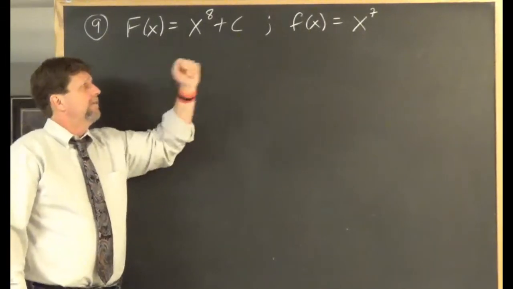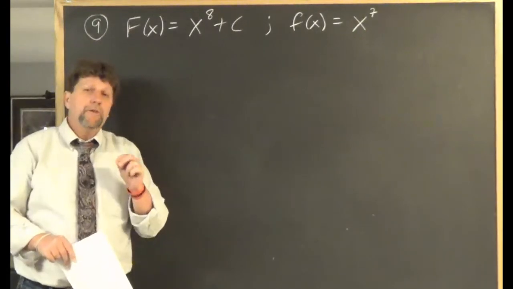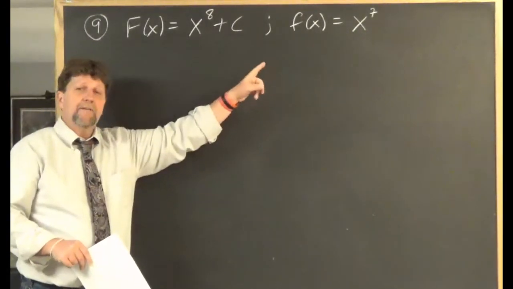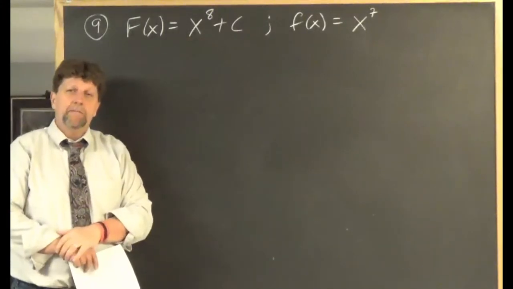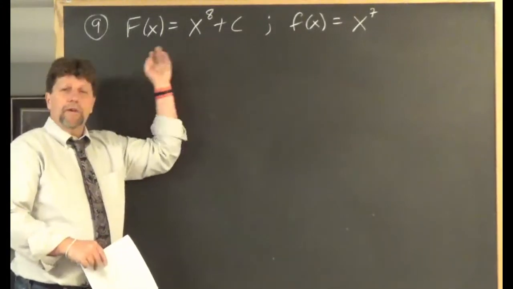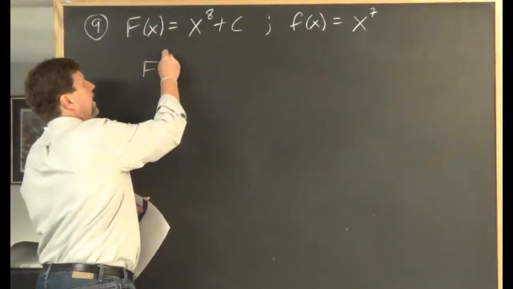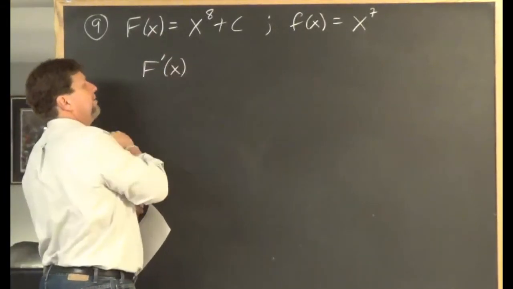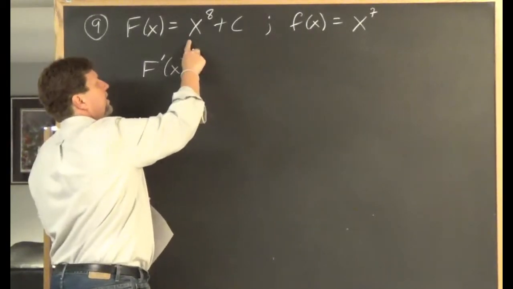So this is our big F of x. Little f of x is x to the 7th. And so the way you determine if x to the 8th plus c is the general antiderivative of x to the 7th is you just differentiate it. So let's compute the derivative of big F. We have big F prime of x equals, all right, do the derivative here.